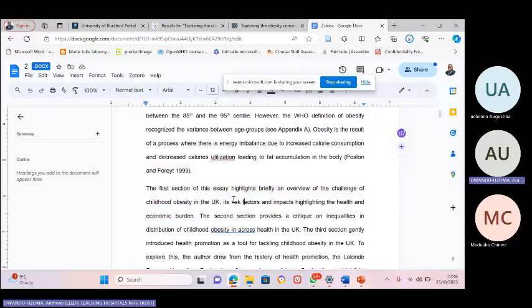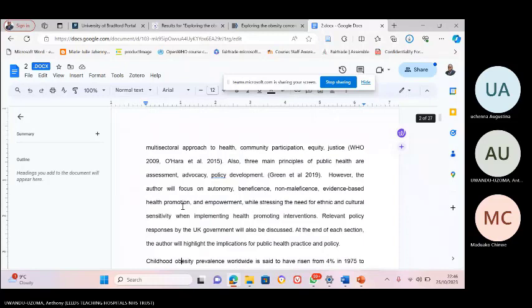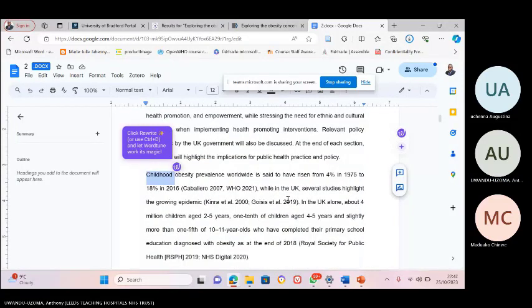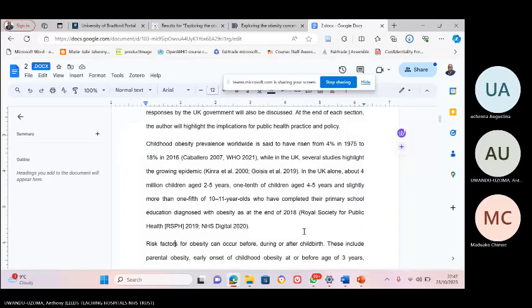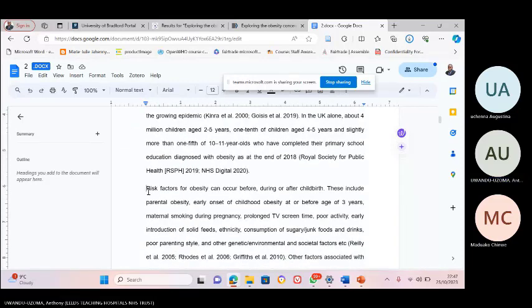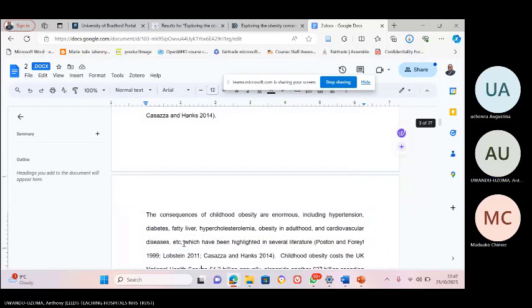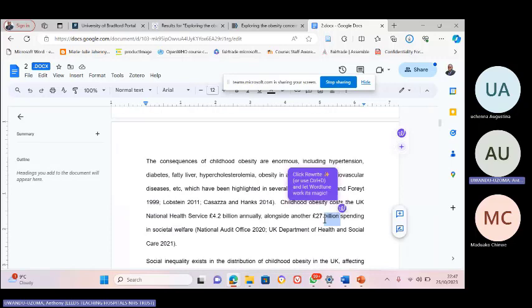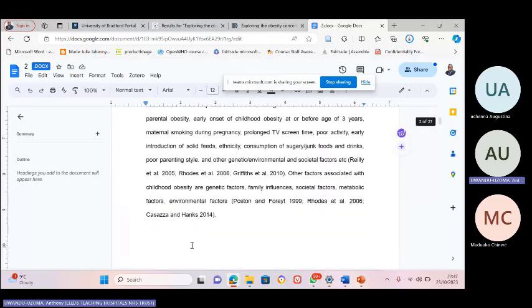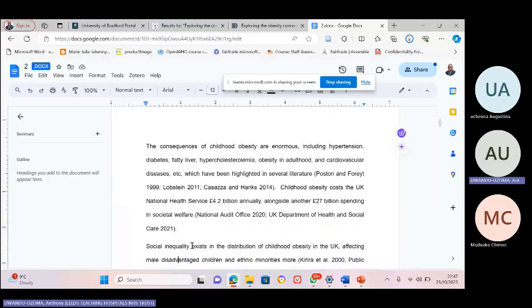So you can see that everything here is a paragraph. Risk factors is a paragraph. Impact and economic burden is a paragraph. Overview is a paragraph. If you take my essay now, you will see it. This is childhood obesity in the UK. Now, can you see another paragraph, risk factors? That's how I came to it. Then the next one was impact, the consequences, and the economic part. That is why you have that first sentence there. You are the one to group your essay how you want it.